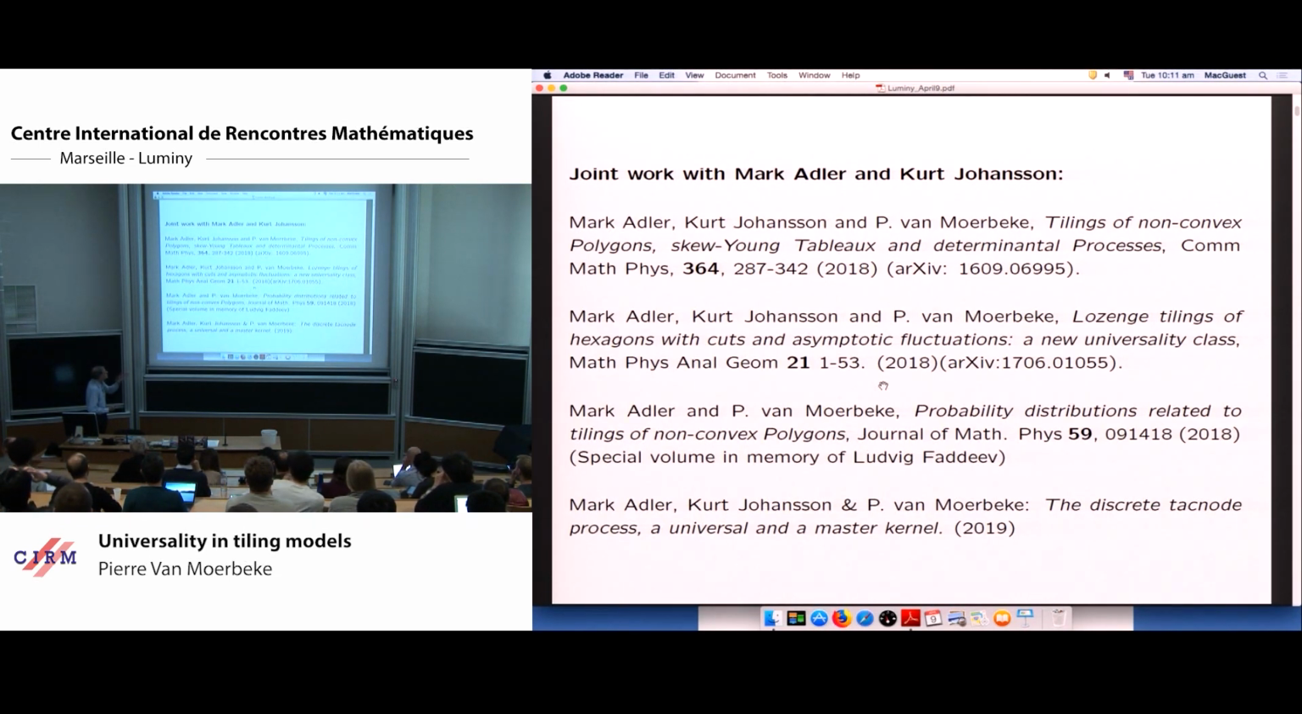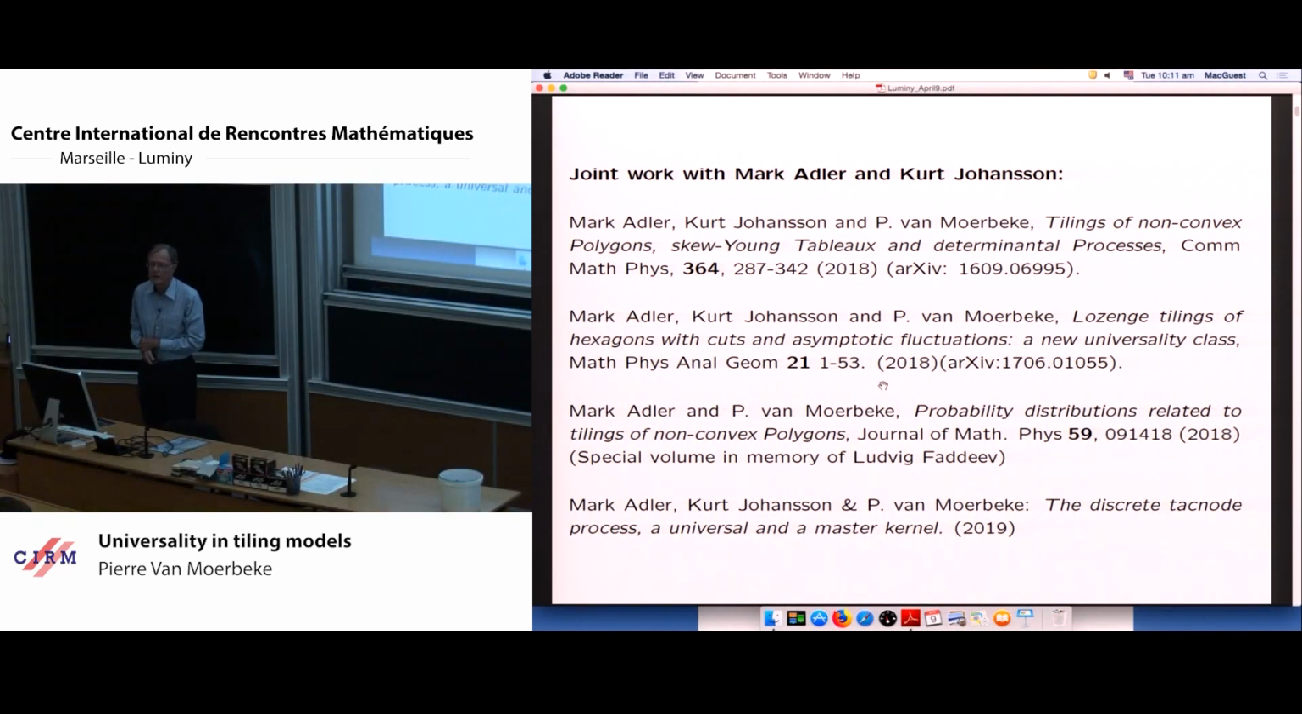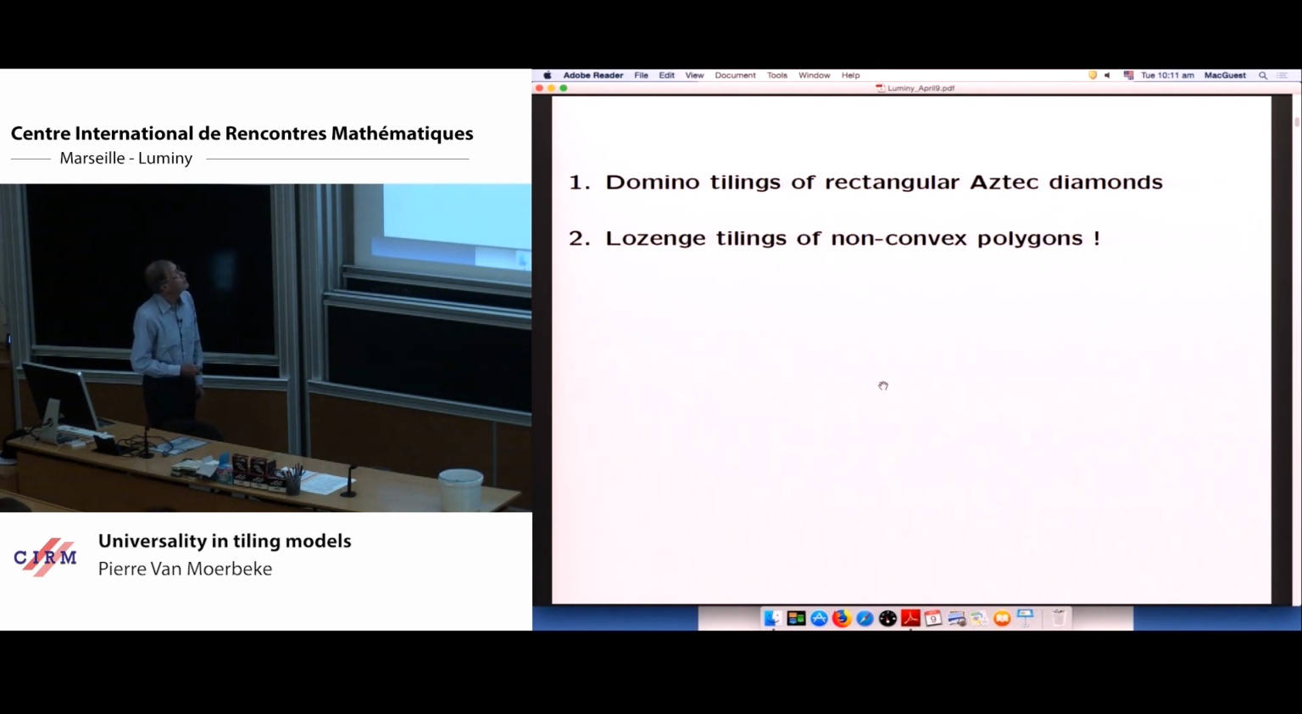Let me go back in time a bit. The work that I'm going to talk about is joint work with Mark Adler from Brandeis University and Kurt Johansson from KTH, some of it with K and some of it with Mark Adler. Let me talk about two things. I will talk about domino tilings of rectangular Aztec diamonds, and I will explain what that is. And towards the end, I will say something about lozenge tilings of non-convex polygons.